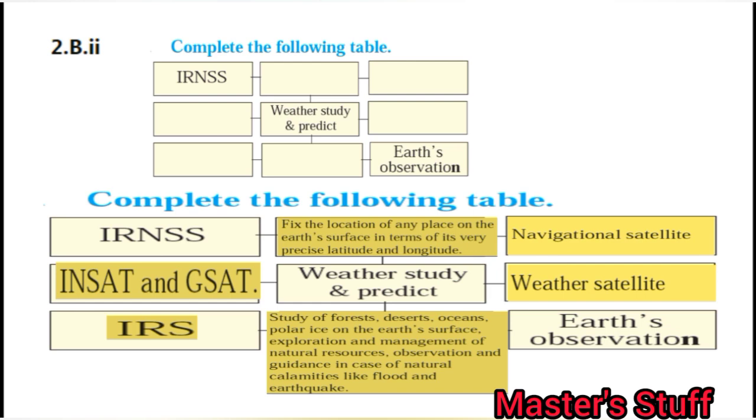Second, weather study and prediction: INSAT and GSAT, which are weather satellites. Last, Earth's observation: IRS, for study of the forests, deserts, oceans, polar ice on the Earth's surface, exploration and management of natural resources, observation and guidance in case of natural calamities like flood and earthquake.